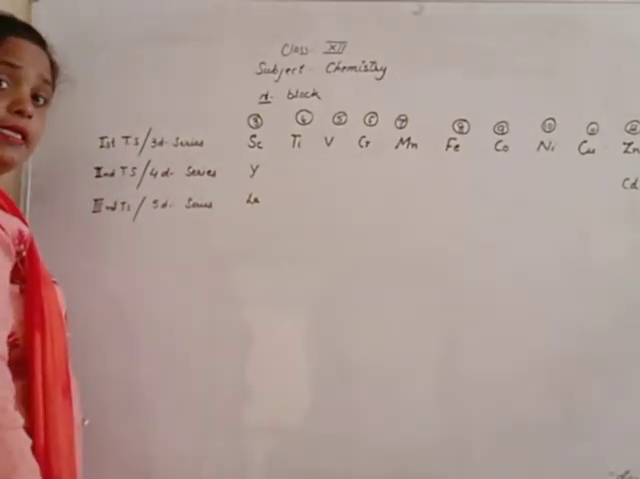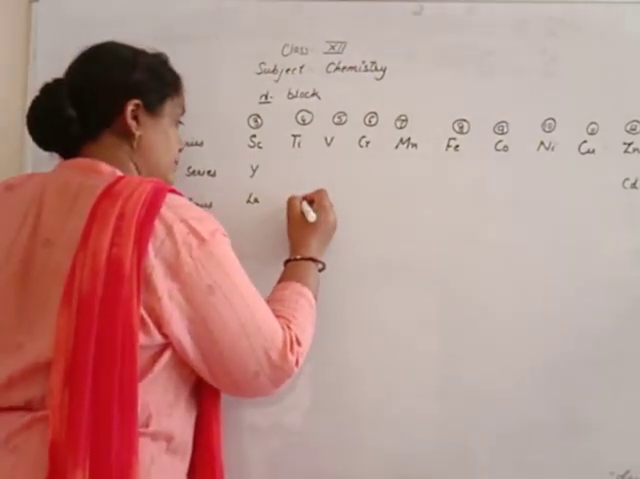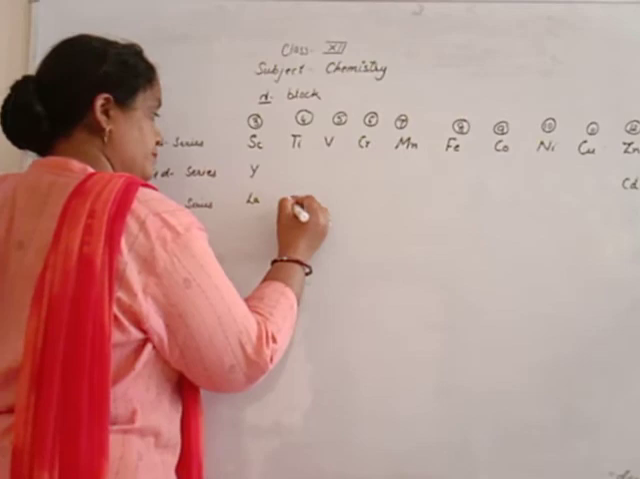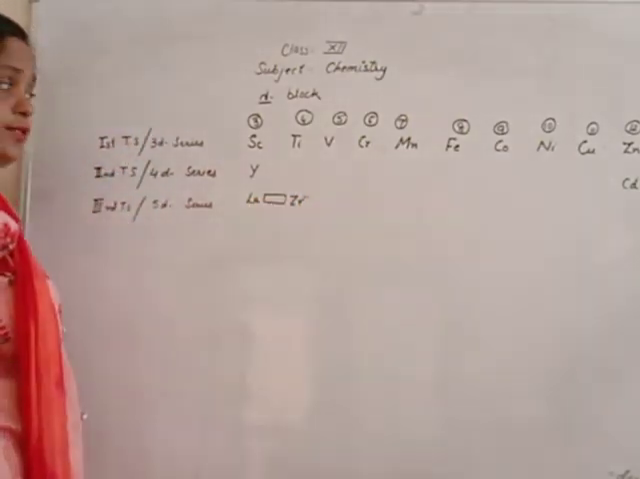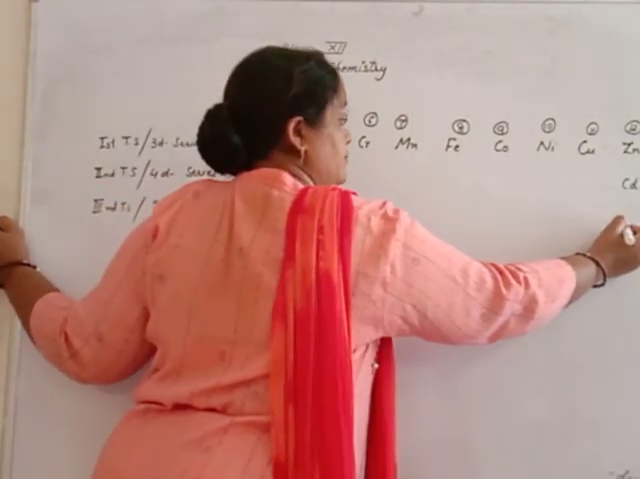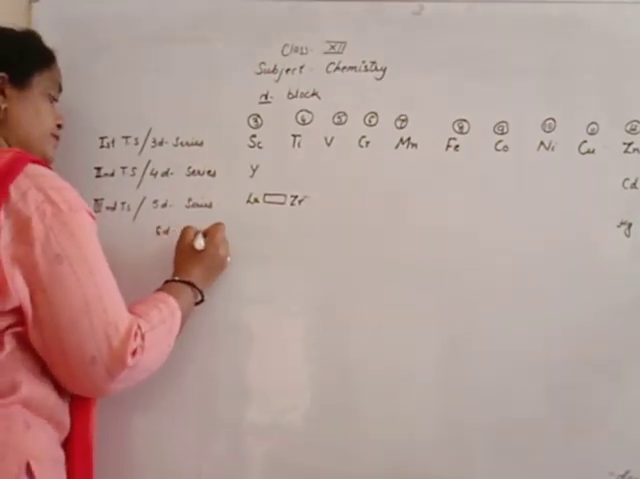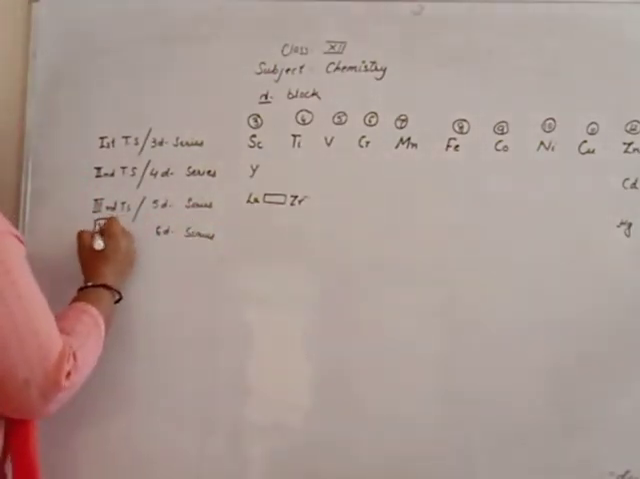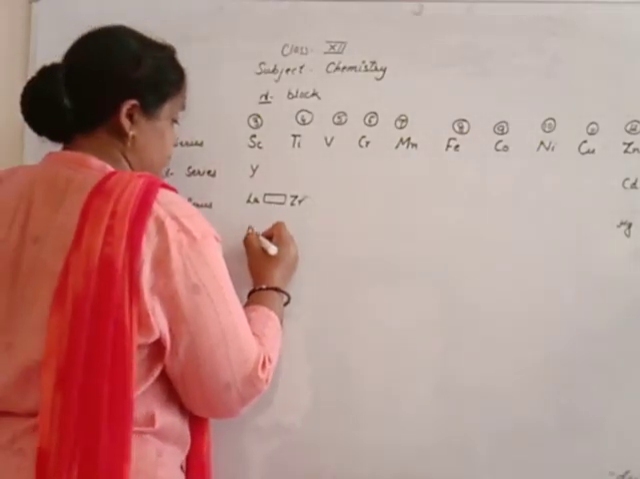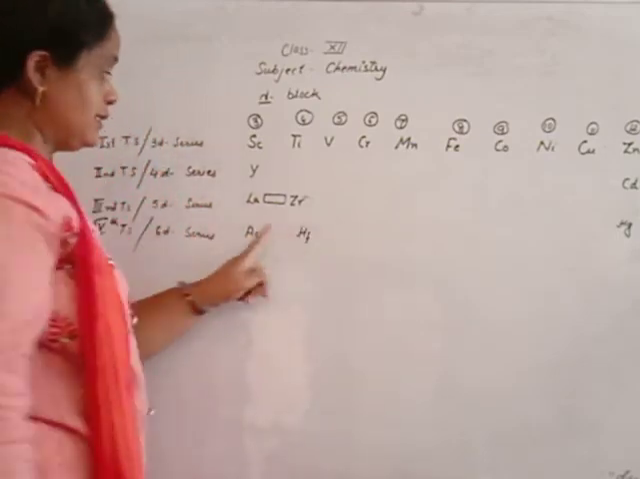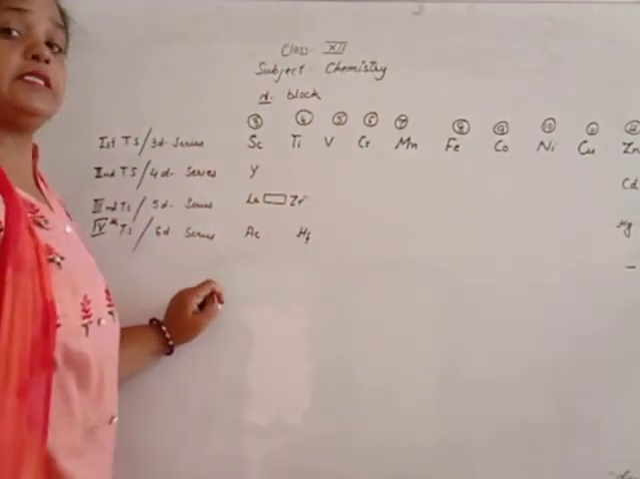After lanthanum, 14 elements are included. Here is the f block element, that is the lanthanoids. Then hafnium follows, and the last one is mercury. The 6d series, or fourth transition series, begins with actinium, then rutherfordium. You must learn hafnium. The last one is not needed, because the 7th period is an incomplete period.